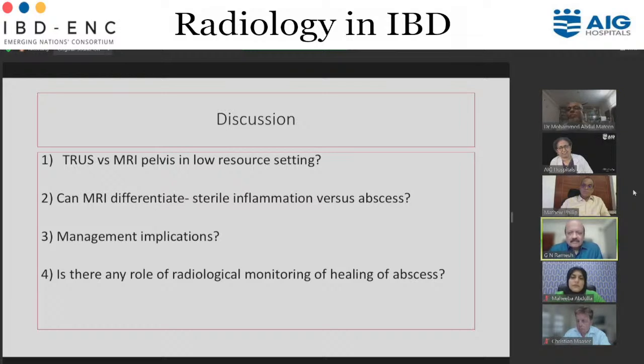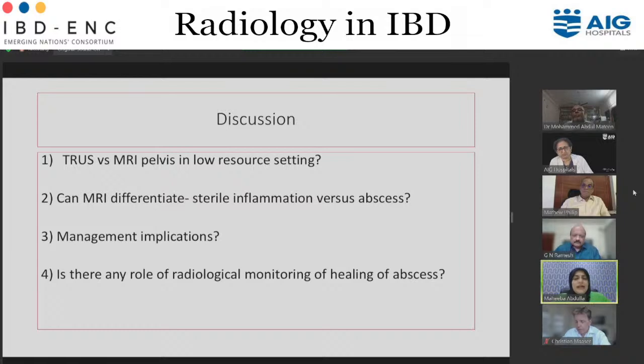Dr. Mahiba, a comment from you regarding this controversy. Now, my personal impression is that an MRI is useful for geographic mapping of the fistula. That's very useful. You need to have a proper railroad, and that is given by the MRI. The ultrasound is a point of care investigation which helps you in, A, the primary diagnosis, and second, follow-up.